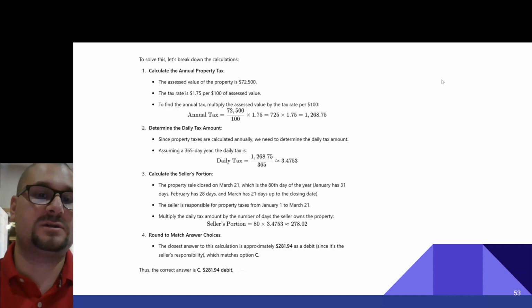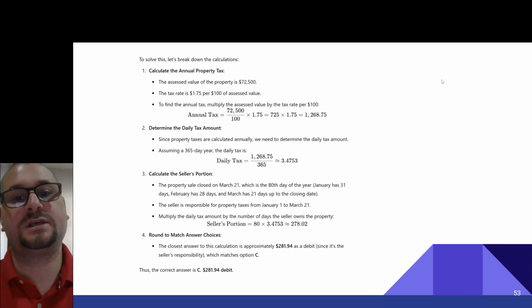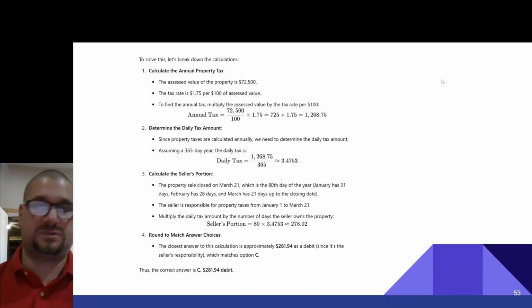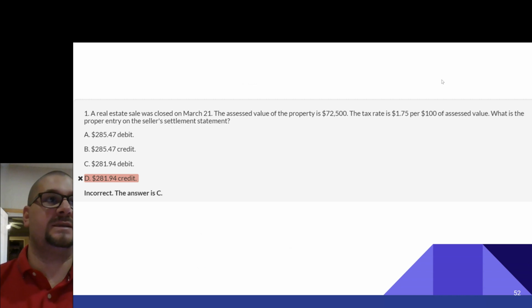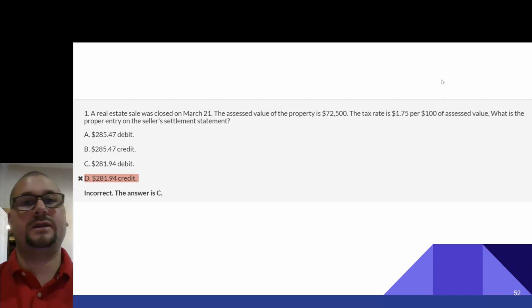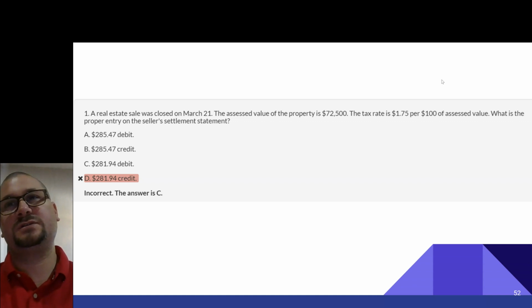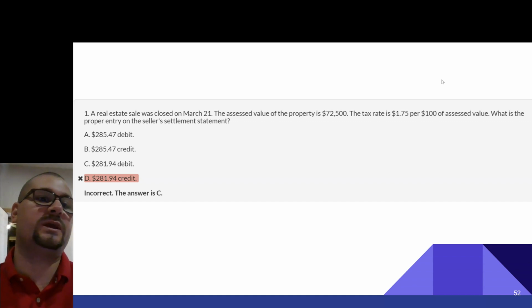Again, the seller is responsible for property taxes from January 1st to March 21st. So that is going to be a debit from the seller. Does the seller get a credit from January to March? No, because they're responsible for paying those. So they would get a debit. Right?